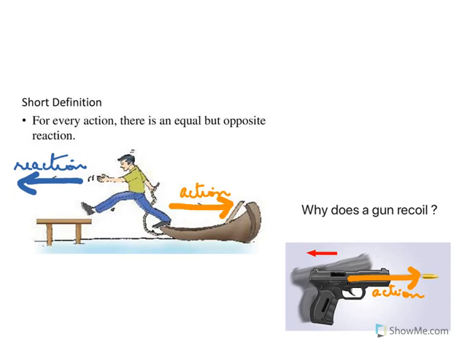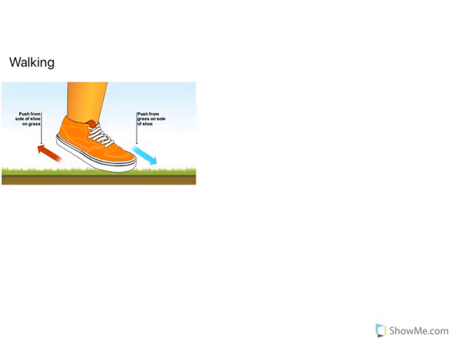According to Newton's third law, to this action there will be an equal and opposite reaction acting backwards. And this backward force, which is the reaction, will push the gun backwards. So every time a gun is fired, it recoils, it moves backwards.